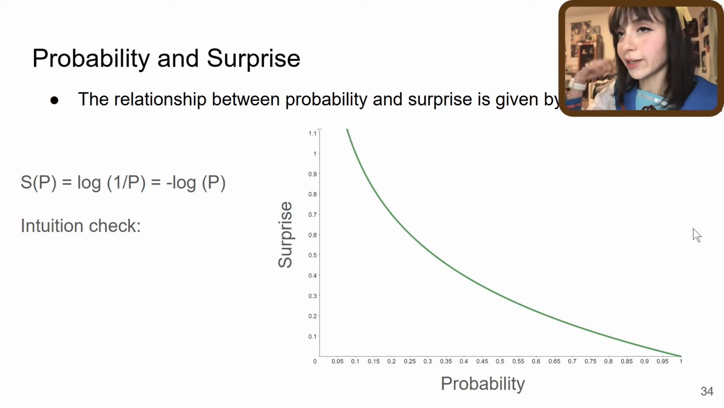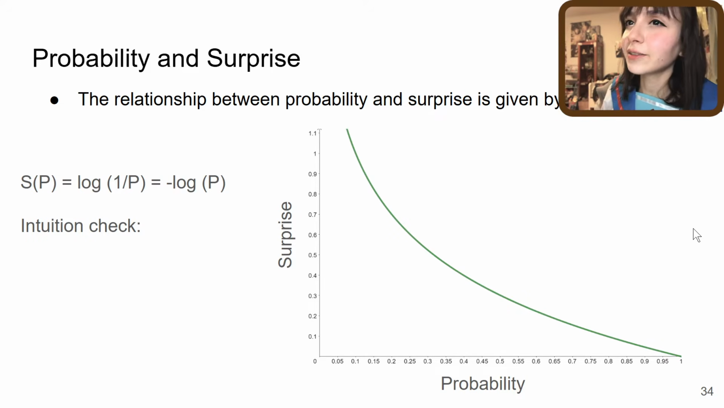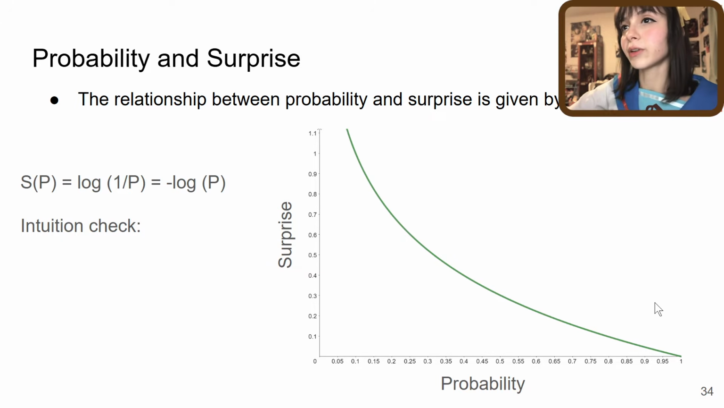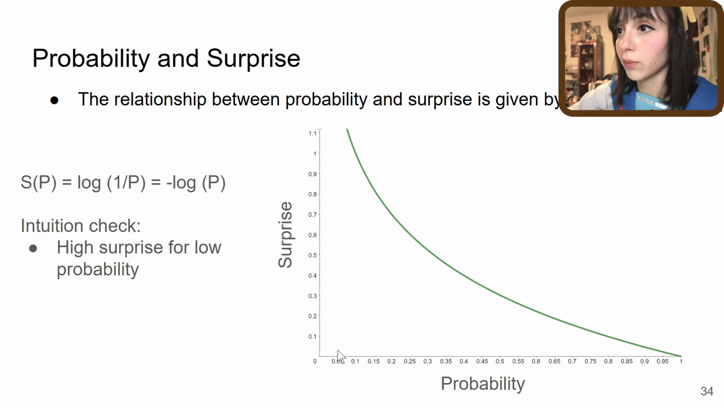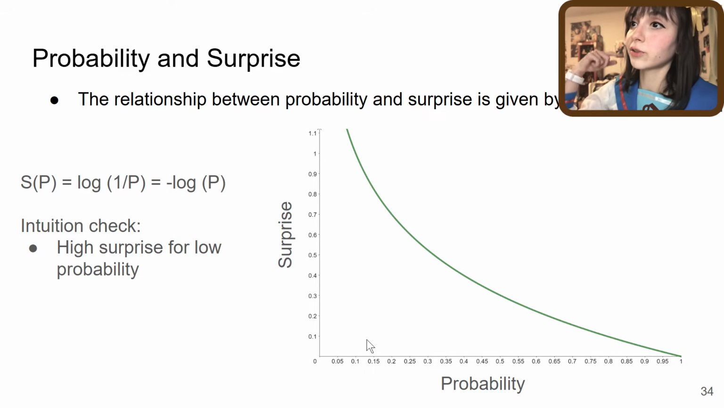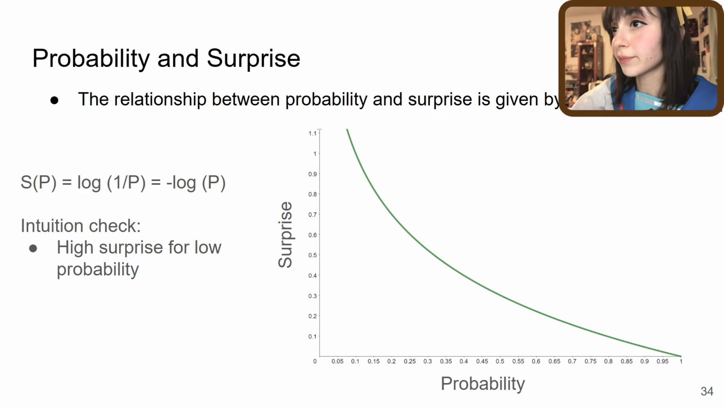So a little bit of an intuition check of why does this make sense? I'm not going to do a proof or anything right here, but just to get a little bit of an intuition: for higher surprises, so when we are very surprised, we have very, very low probabilities, which makes sense. If there's something that has a really low probability of occurring, I will be really surprised when it actually happens.